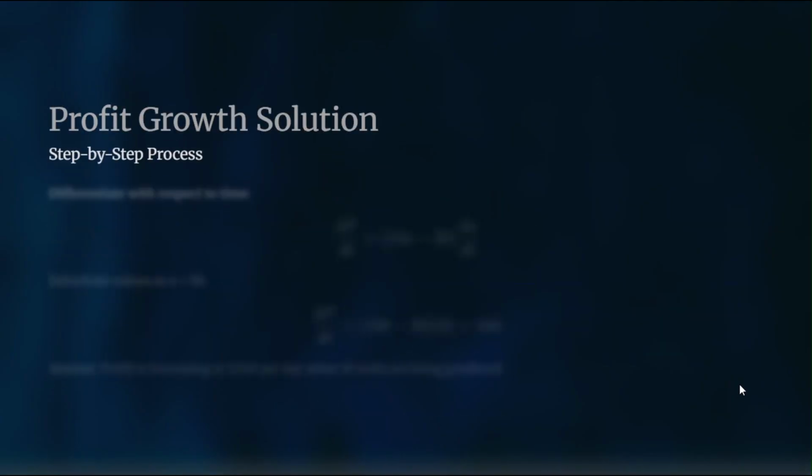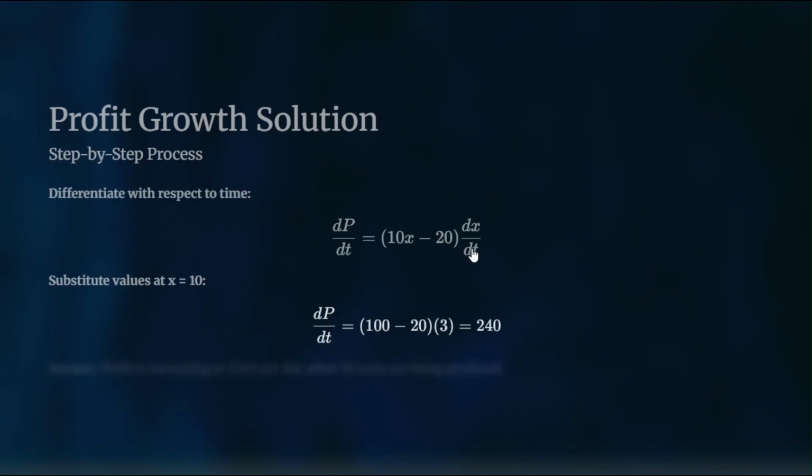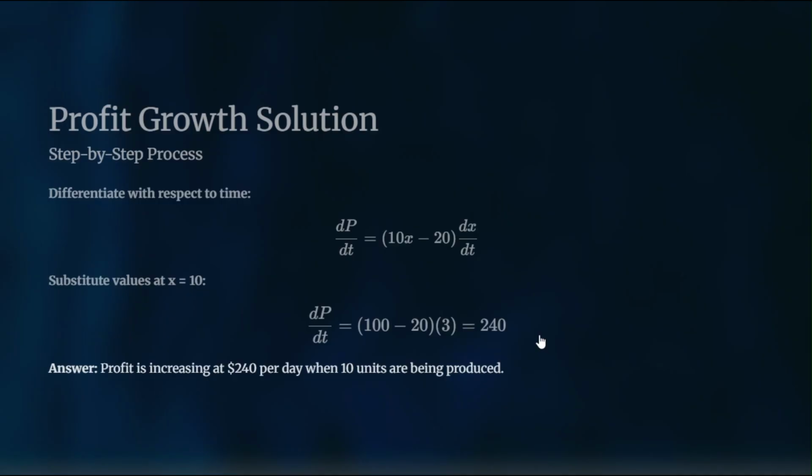So differentiating our equation with respect to time, dP/dt will be equal to 10x minus 20 times dx/dt. And if we substitute x equals 10, and we know that dx/dt is 3, dP/dt is equal to 100 minus 20 times 3, which is 80 times 3, which is 240. In other words, the profit is increasing at the rate of $240 per day when 10 units are being produced.